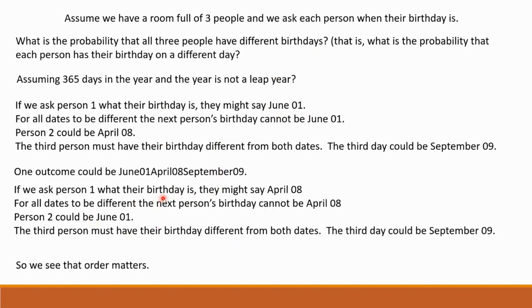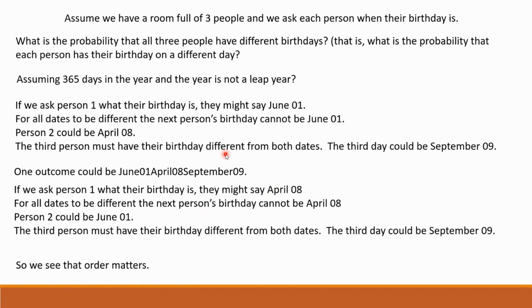If the first person instead was April 8th, then the second person's birthday cannot be April 8th. So order does make a difference here. And that's really what I'm trying to show you. So order matters. And hopefully what's obvious is you can't have repetition. We don't want 2 people with the same birthday, right? That's what we're looking for.